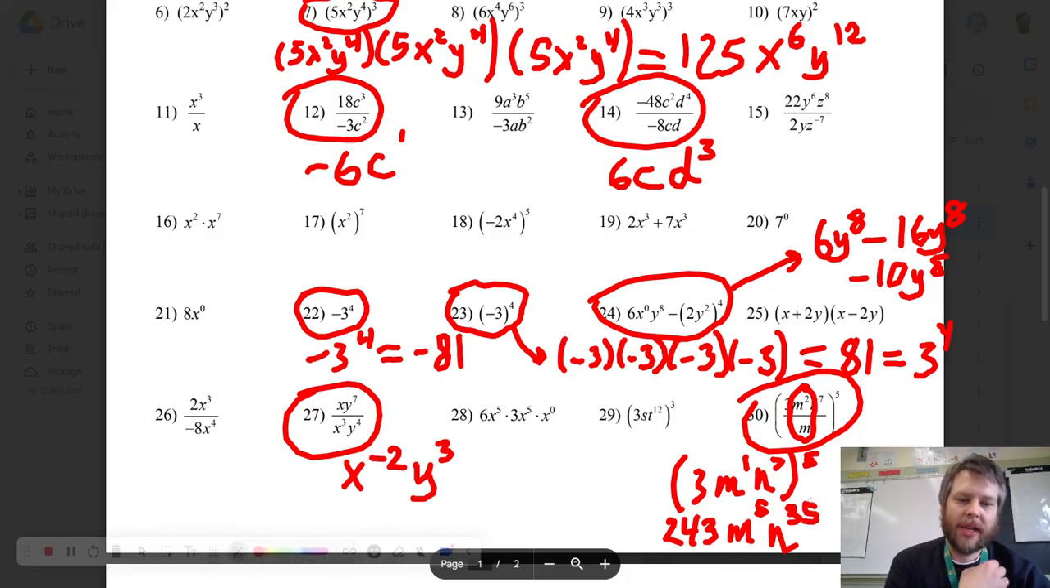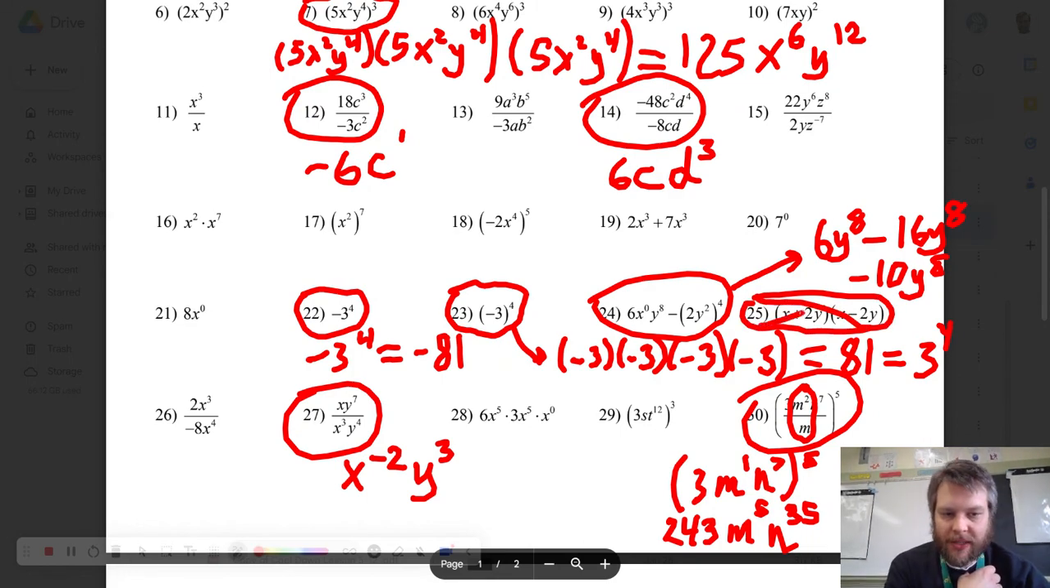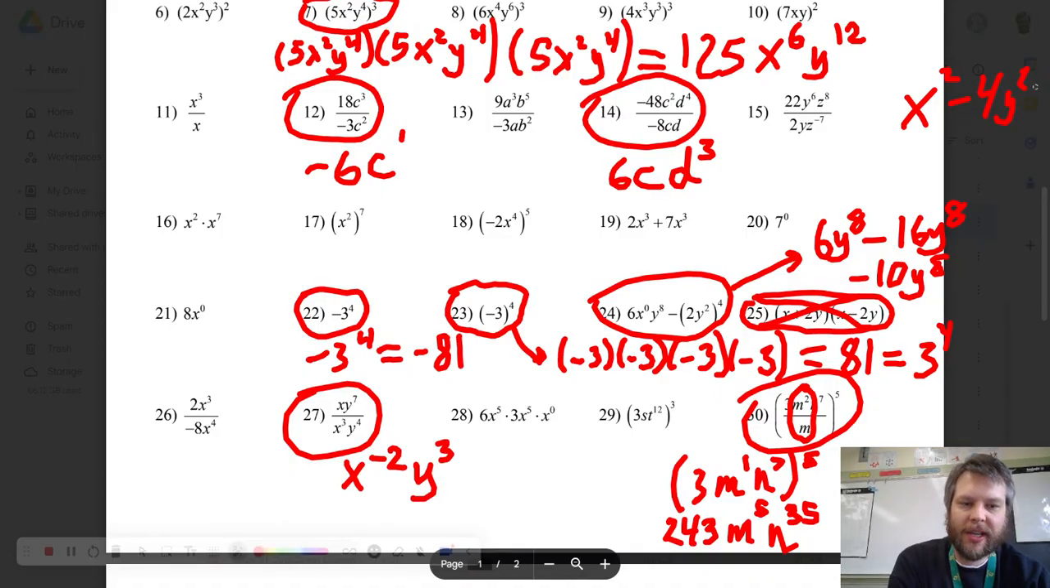And then the last one somebody asked me about was this one, but I'm just going to tell you, don't worry about it. It's not on the test. If you must know, if you are worried about it, the answer is x squared minus 4y squared. You do not need to worry about that for the exponents test.